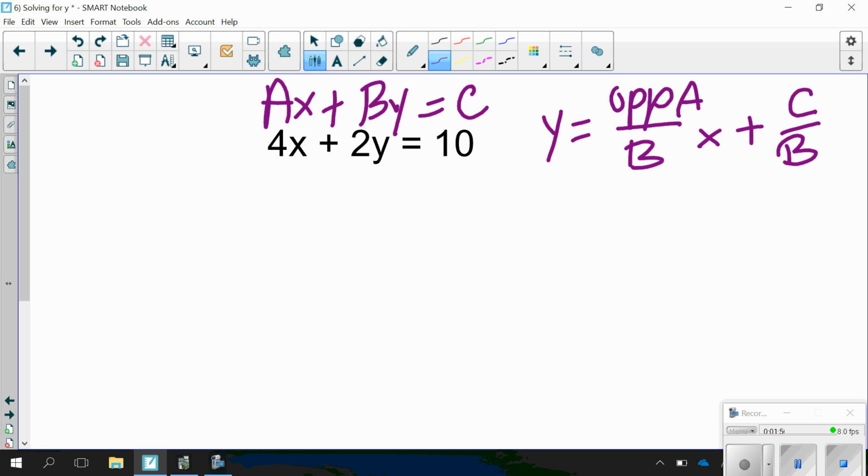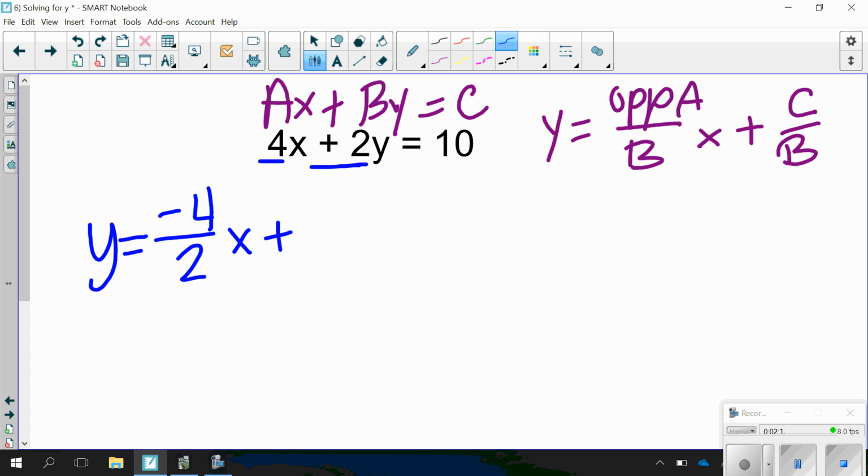Now we know b begins with a bottom. Bottom begins with a b, which is why the b's are always on the bottom. So if I wanted to take this equation and change it into y equals form, I would say y equals the opposite of a, which is 4, so negative 4, over my b, which is a positive 2, x plus c, which is a 10 over 2. Notice the bottoms are always the same.